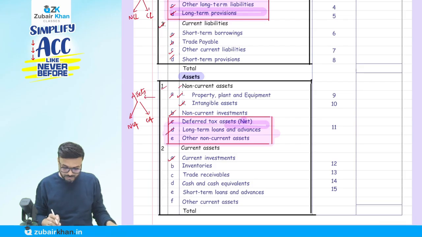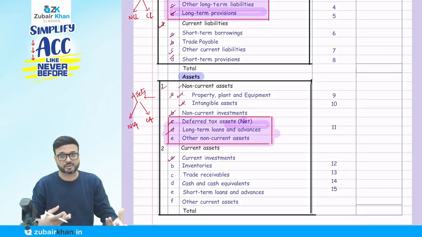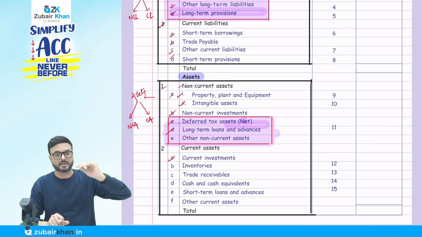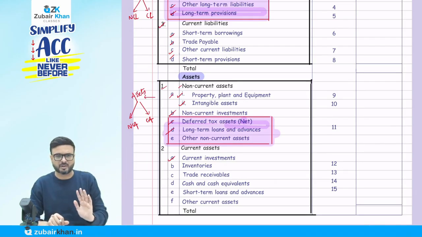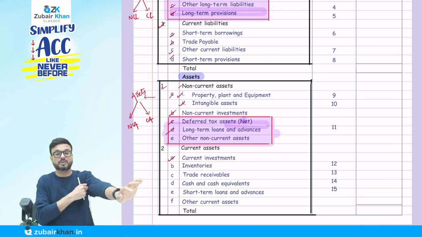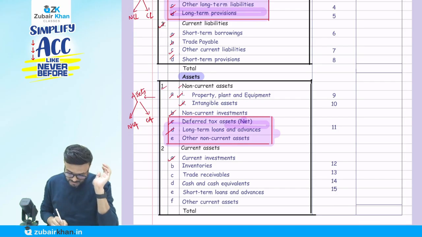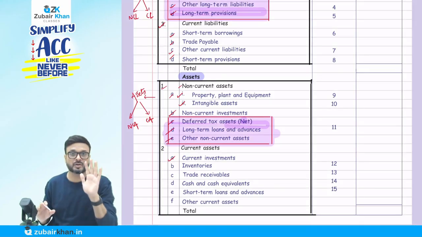Now, long term: we have given loans and advances to someone for a longer period of time. It means he is going to pay me after 1 year. Okay, if they give you, then we'll write it down. But rarely it happens that they give you the long-term loans and advances. If they give you, no problem. We'll write it down here. Or any other non-current asset, meaning any asset that is for a longer period of time.